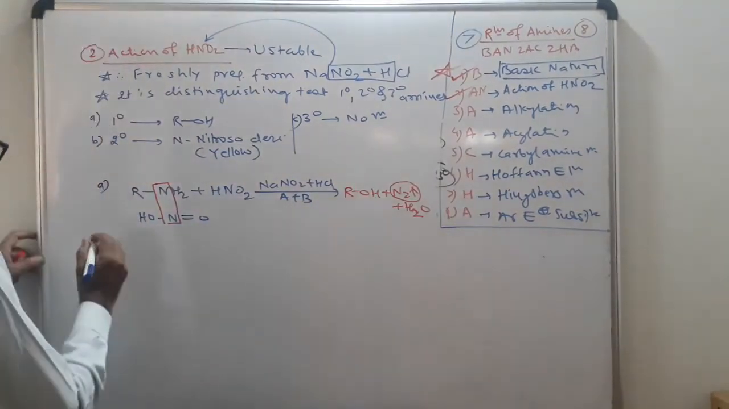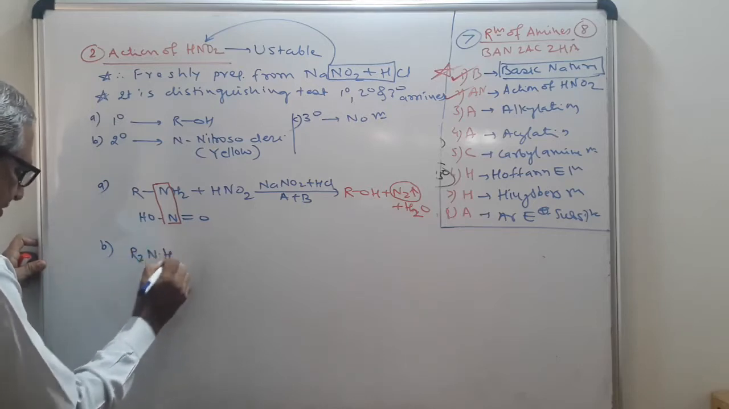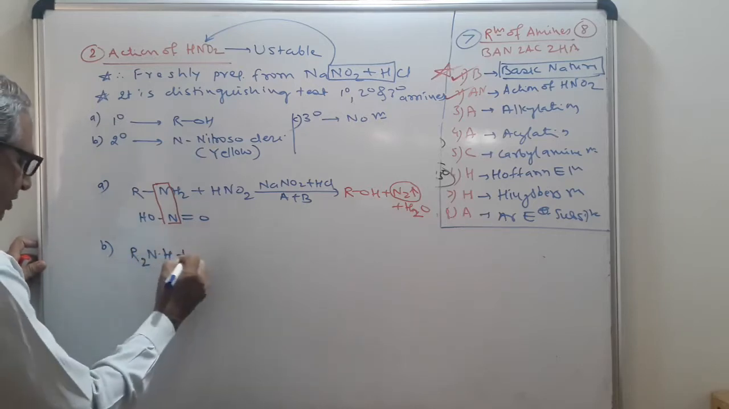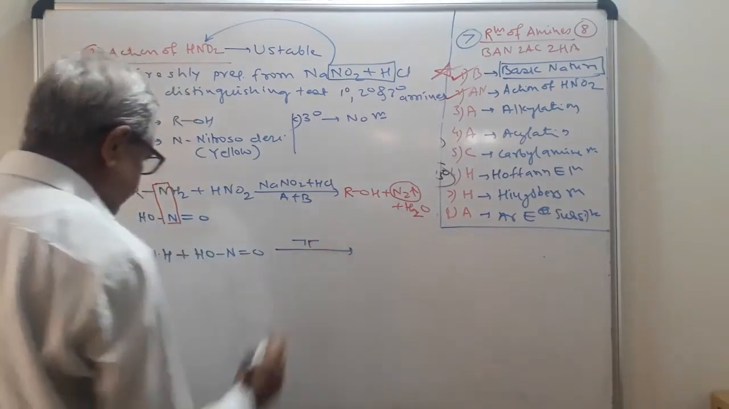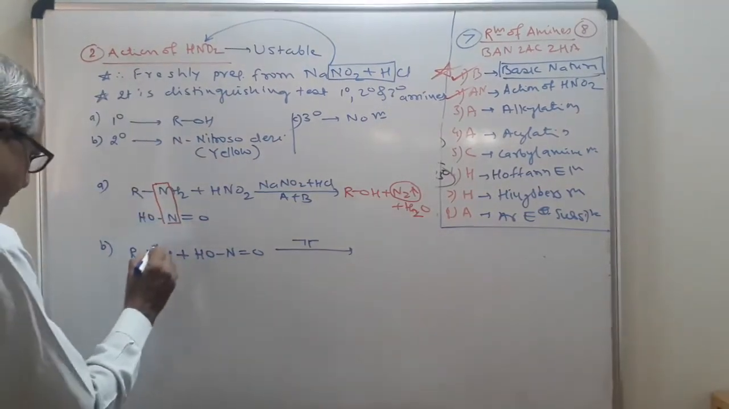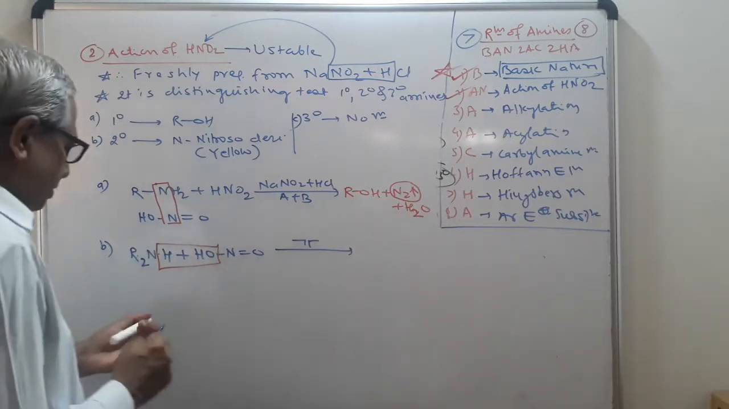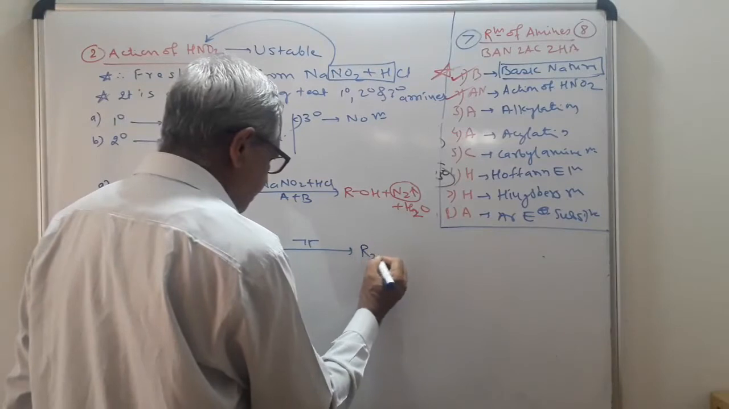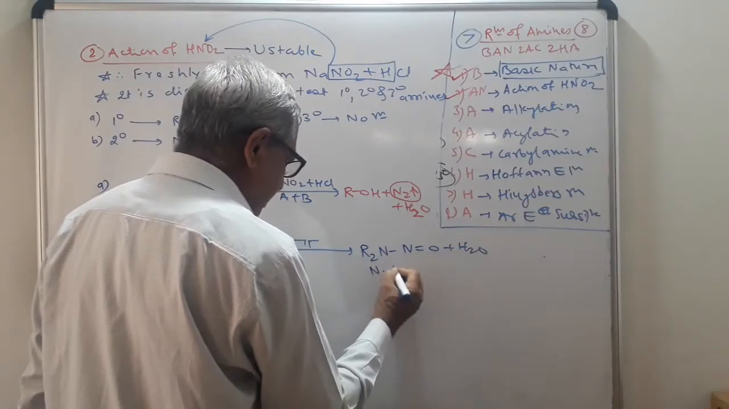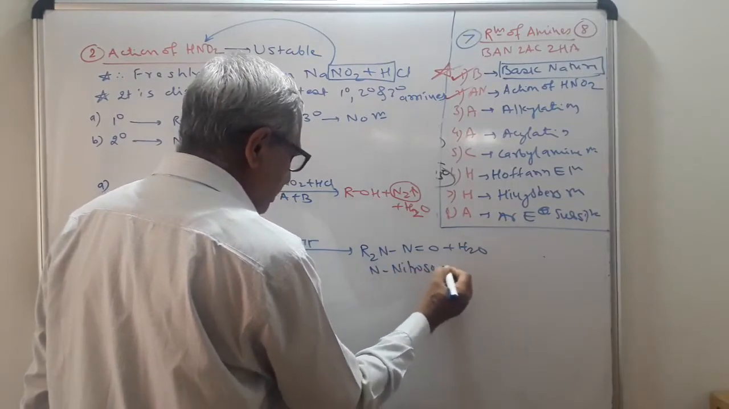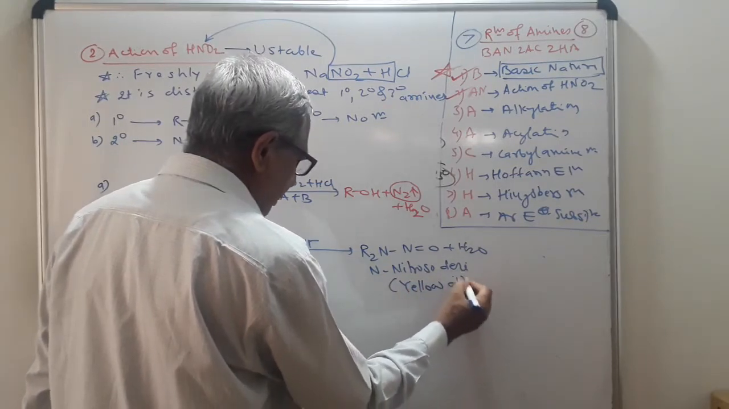Now B point, secondary amine. Secondary amine has the formula R2NH. When you do the reaction with HNO2, same thing here, NaNO2 plus HCl. HNO2 can also be written in this way. You can easily remove the water molecule, H2O. So you will get R2N-N=O plus H2O. This is the N-nitroso derivative. This is a yellow oily liquid.